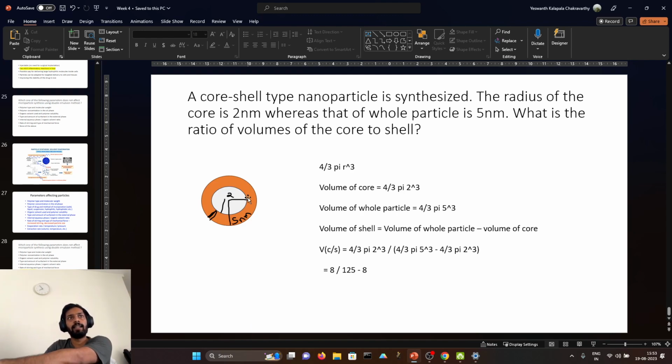But basically, yeah. So shell in this case is basically the orange part, and core is the white part, and the whole particle is white plus orange.